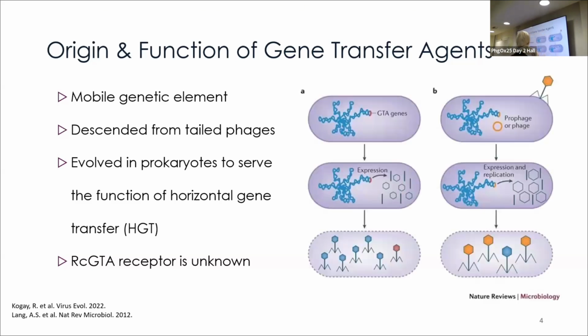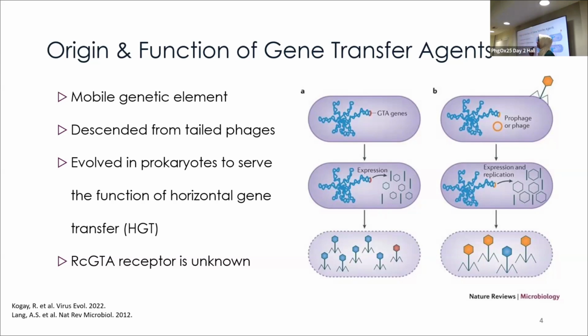This is a nice diagram in a Nature Reviews paper that illustrates the main differences between GTAs and phages. So GTA genes are intrinsically, sort of permanently, part of the genome of the producing cell, just like any of its other genes. Whereas we know that phage genes can exist as prophage within the genome of the host cell, but could also exist independently within the host cell.